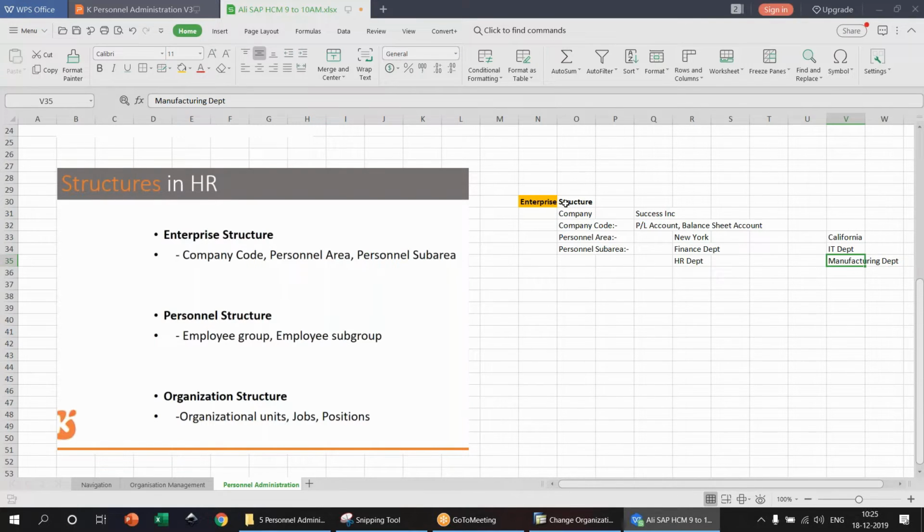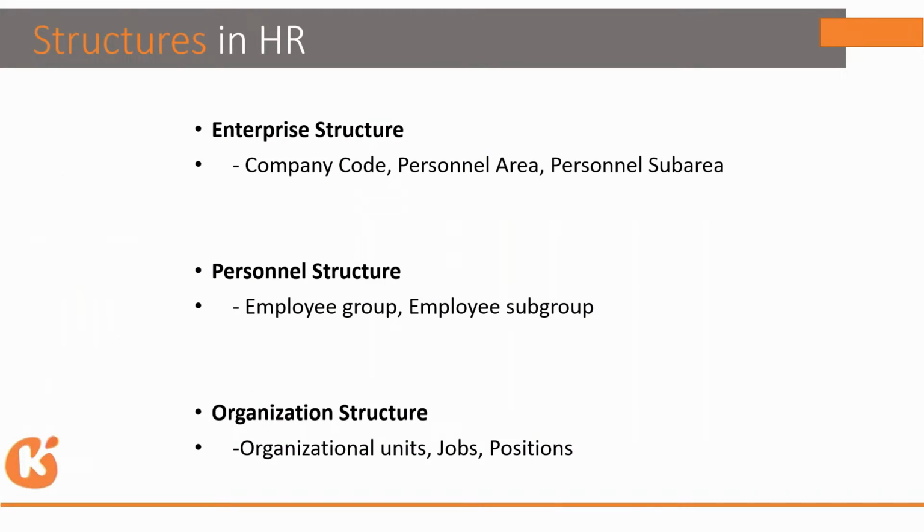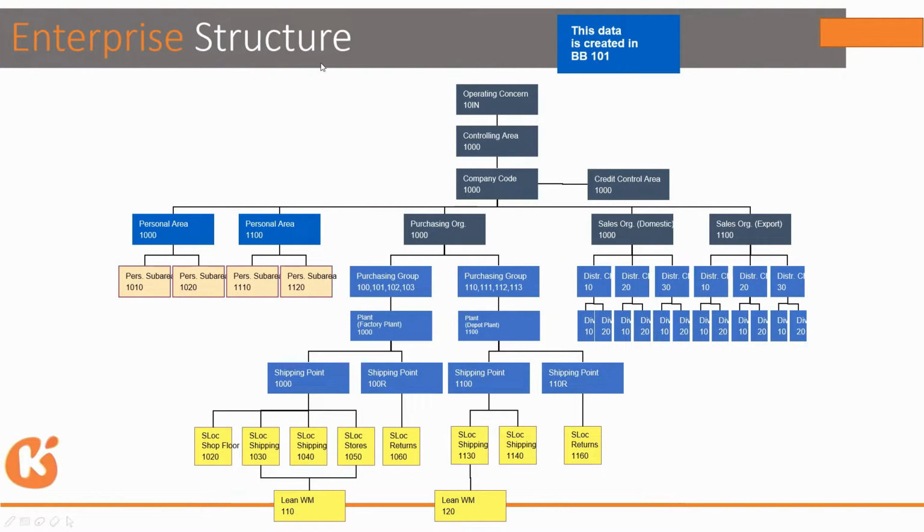So this is your enterprise structure. All right, so let's see it in detail. This is your enterprise structure, personal structure. We'll discuss in a few minutes what a personal structure actually is, and the organization structure we have done in organization management. So this is the enterprise structure you are seeing. This is one of the companies. Here you can see they have an operation, a controlling area, and a company code. Inside the company code, they have a personal area and a personal sub area. So this is how you can create your structure.